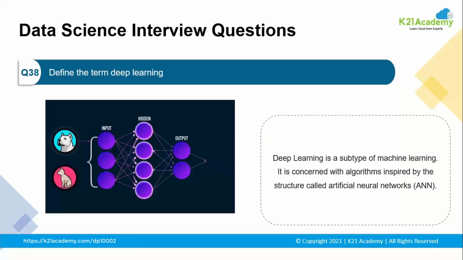Moving on to the next question, define the term deep learning. Well, you see, deep learning is a subtype of machine learning. It contains algorithms which resemble the artificial neural networks in our brain.